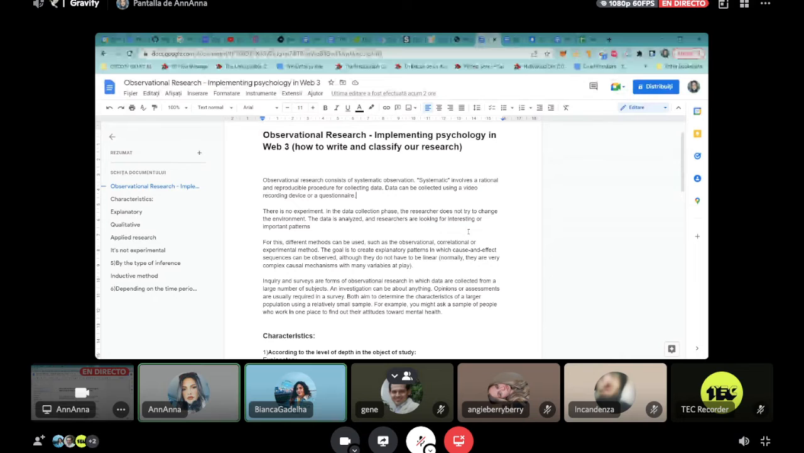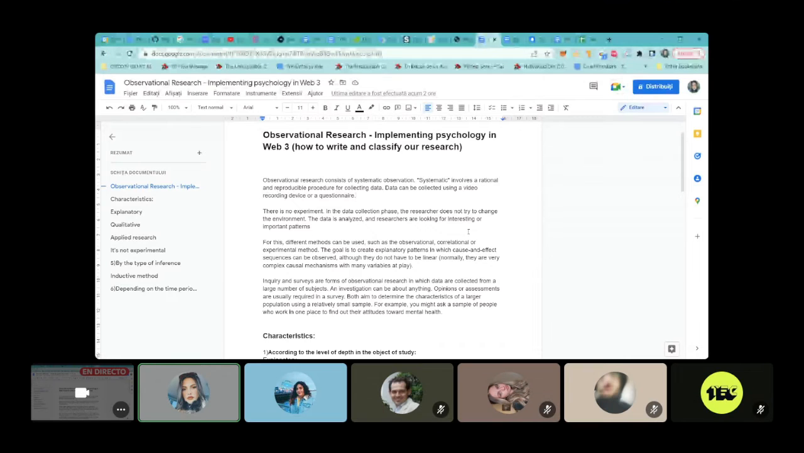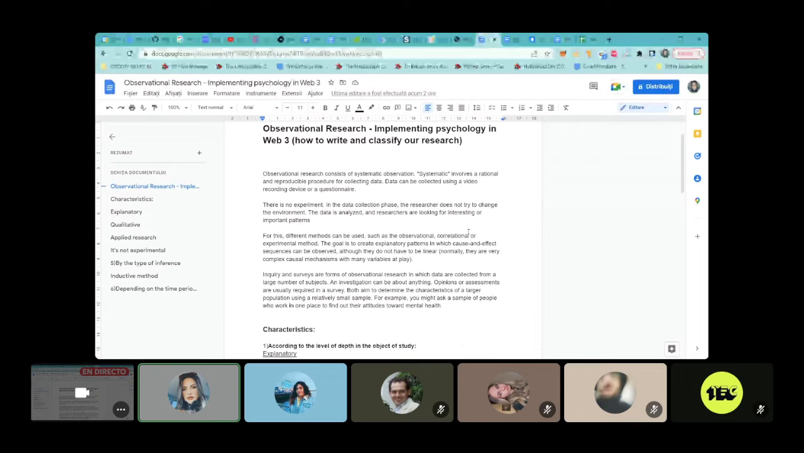So, observational research consists of systematic observation. Systematic involves a rational and reproducible procedure for collecting data. Data can be collected using a video recording device or a questionnaire. So there is no experiment. In the data collection phase, the researcher does not try to change the environment. The data is analyzed, and the researchers are looking for interesting or important patterns.